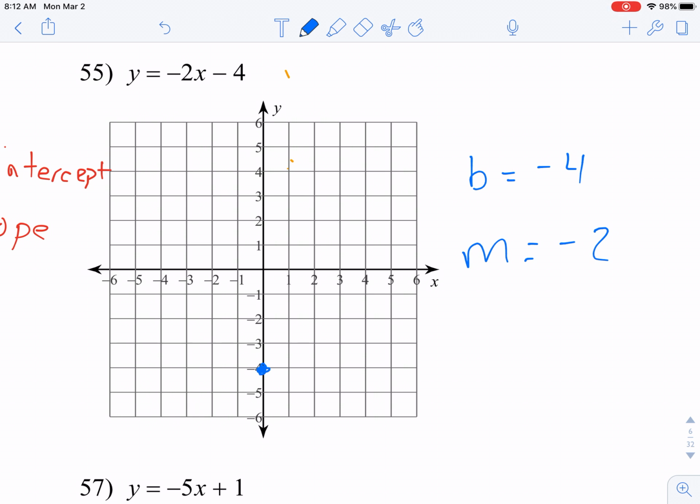-2, remember we can write all whole numbers or integers as a fraction. So this is really -2 over 1. So that means go down 2 and over 1 to the right. Again, you're going to take your line and go all the way across the graph.